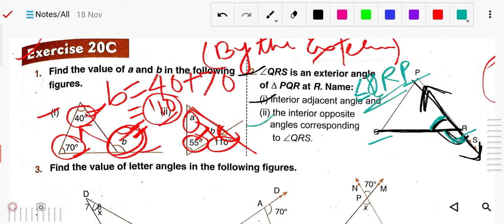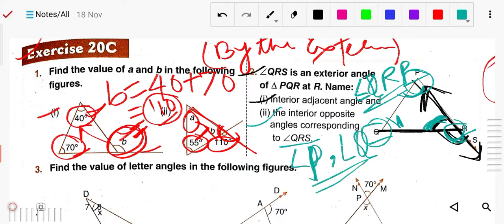Now the interior opposite angles corresponding to QRS. Corresponding to QRS means the interior ones. So where is the QRS? This is the QRS, so the corresponding interior angles are angle P and angle Q. So angle P and angle Q are the corresponding ones. You can write it like that.